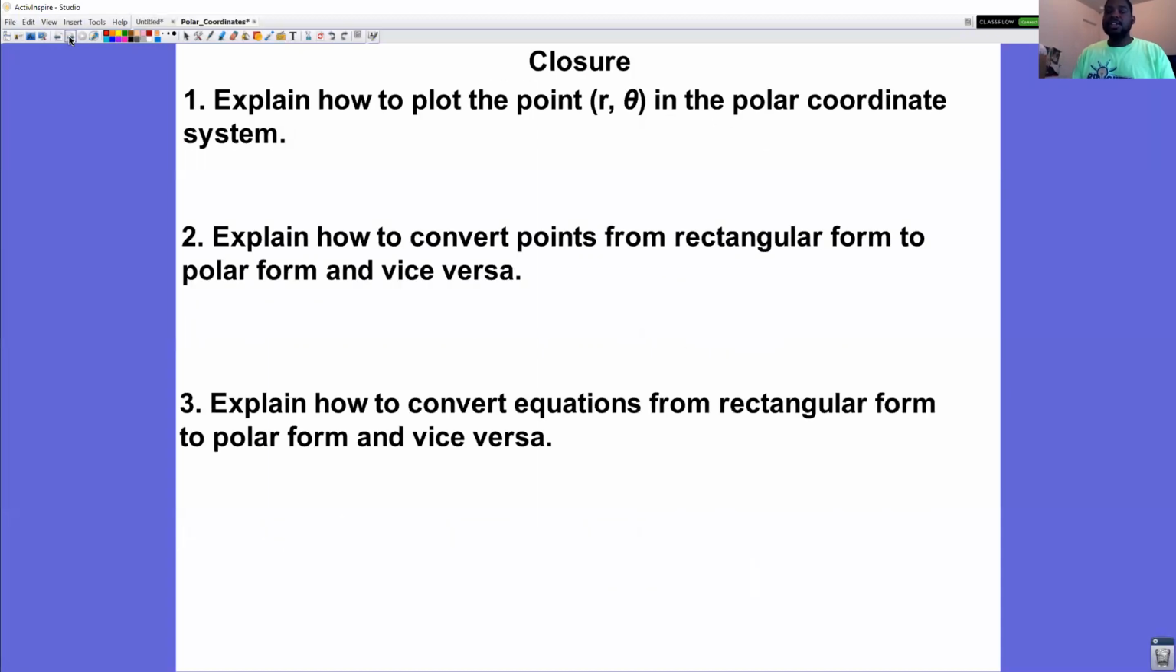Here's some questions you might want to think about as we conclude this lesson. Make sure you can answer these and understand this part of the lesson on polar coordinates. My next video is going to talk about how to draw polar graphs using a calculator and without using a calculator, and using different attributes of graphs from algebra.